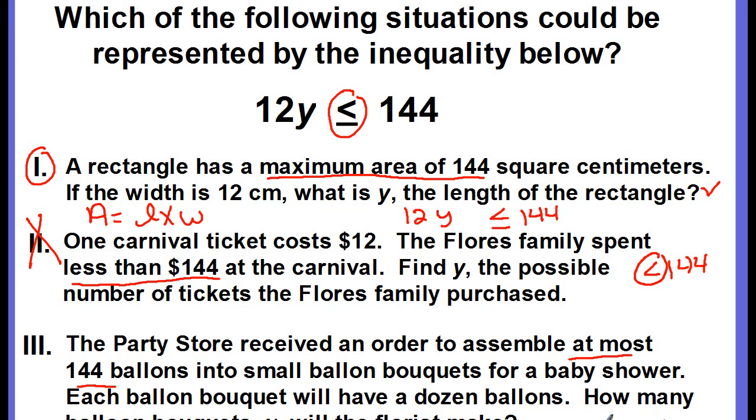So far we're good. We have the same inequality, less than or equal to 144. So the balloon bouquets are Y, and each balloon bouquet has 12 balloons. Each means multiply. So this would be 12 balloons per bouquet. Should be less than or equal to 144. So this one matches as well. So 1 and 3 are possible situations for this inequality.